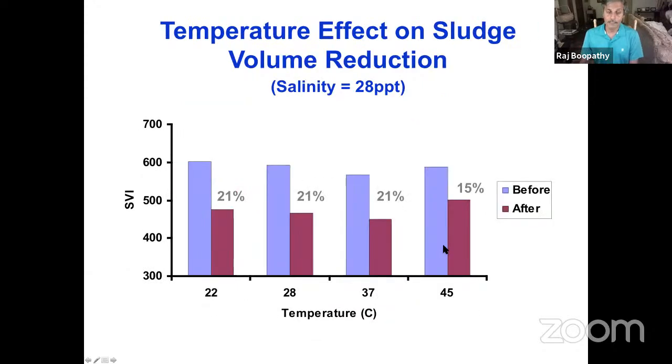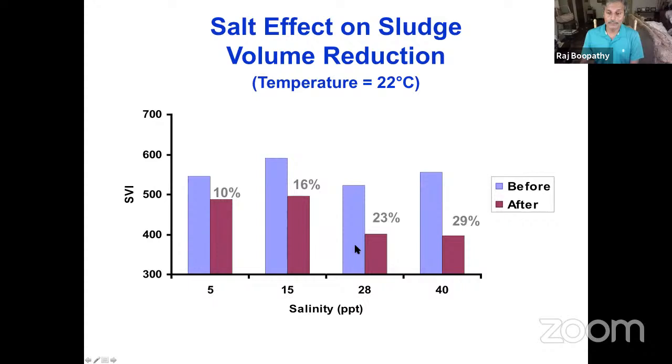Okay. And then the sludge also reduced. You can see the 21% reduction of sludge in good treatment, and at 45 degrees the sludge was not reduced as much. And the salinity is the same thing. So with good operation at 28 and 40 parts per thousand, we have good sludge reduction compared to 5 parts per thousand, which had less sludge reduction. So depending on where you take your bacteria, you need to optimize the condition for that particular system.